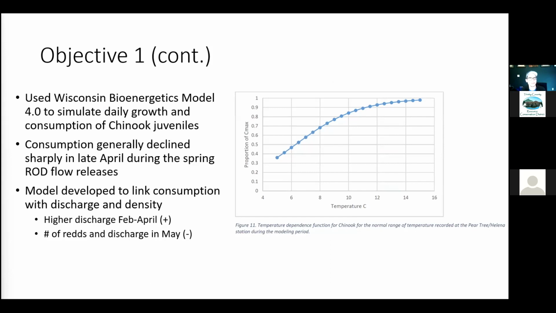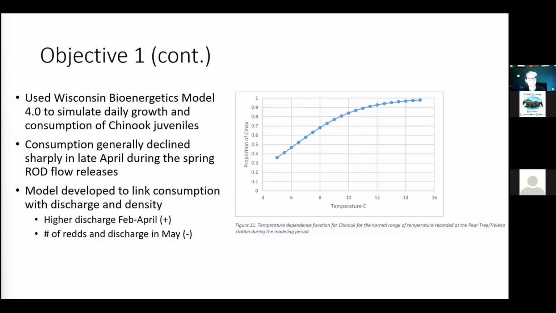So we use the Wisconsin bioenergetics model in R, and the Wisconsin bioenergetics model is the model to use when it comes to growth and consumption in the fisheries world. So it's definitely the best one to pick here. And we noticed from running this model that consumption declined sharply in late April during the spring rod flow releases.